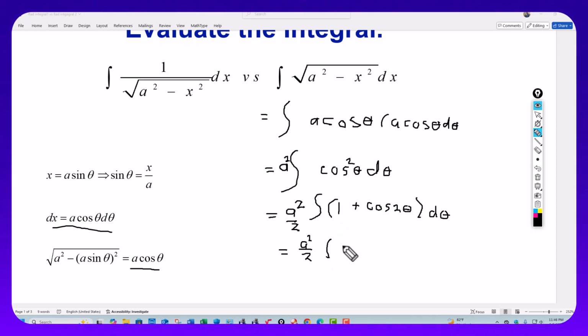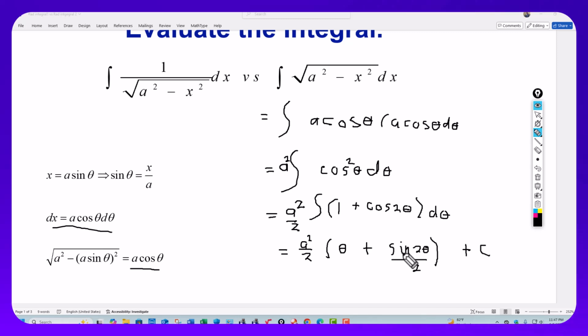Integral of 1 with respect to theta is theta, plus the integral of cosine, which is sine of the same angle, so in this case it's 2 theta. And then you have to use your chain rule in reverse. The derivative of 2 theta is 2, so we have a 2 down here. And we have the constant of integration.